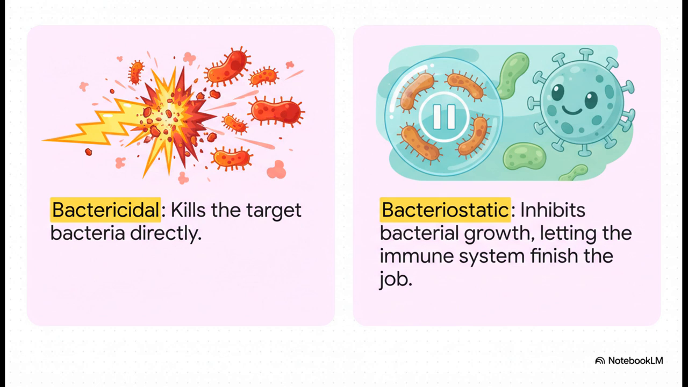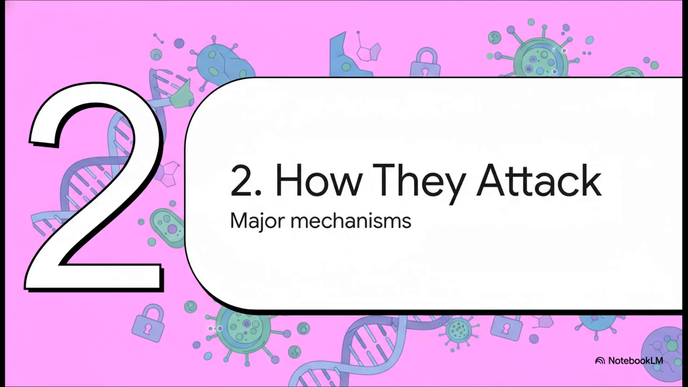Bacteriostatic agents, on the other hand, are more like a blockade. They don't kill the bacteria outright, they just stop them from growing and multiplying. This gives the patient's own immune system a fighting chance to come in and clean up the mess. The choice between these two, it's a huge clinical decision. So, how do these drugs actually pull this off? I mean, on a molecular level, what are the specific weak points that we're targeting to take these bugs down?